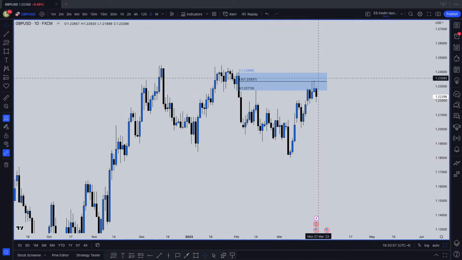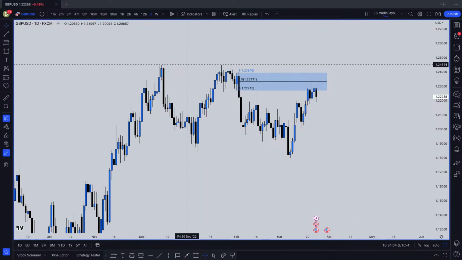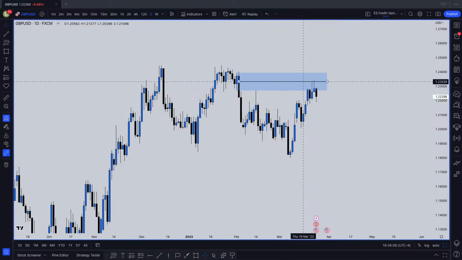If we do get a close above that going into this week, that is likely to lead to a deeper run into the buy side above here. However, gauging from the reaction we have seen off this bearish order block, I am favoring lower prices.